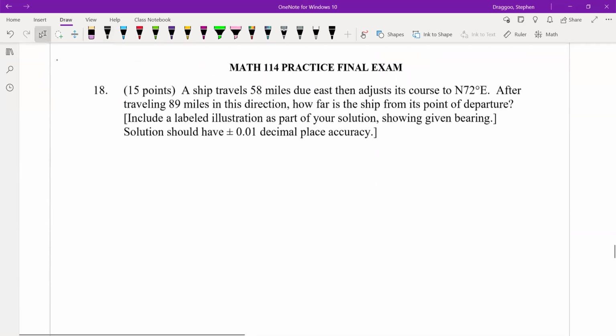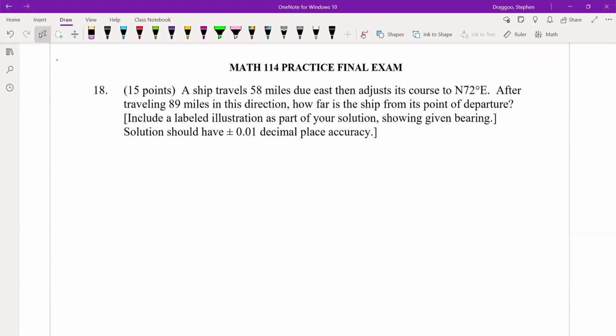Right, on to number 18. We've got a ship traveling 58 miles due east. That's then going to adjust its course to 72 degrees east of north after traveling 89 miles in this direction. How far is the ship from its point of departure? And include a fully labeled diagram showing bearings and all that kind of fun stuff.